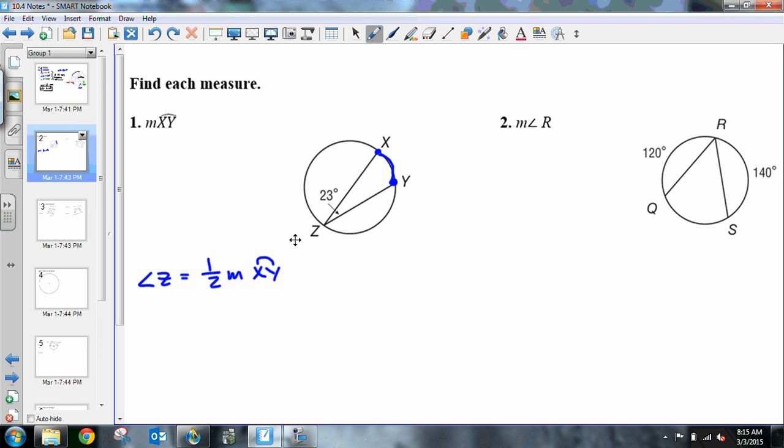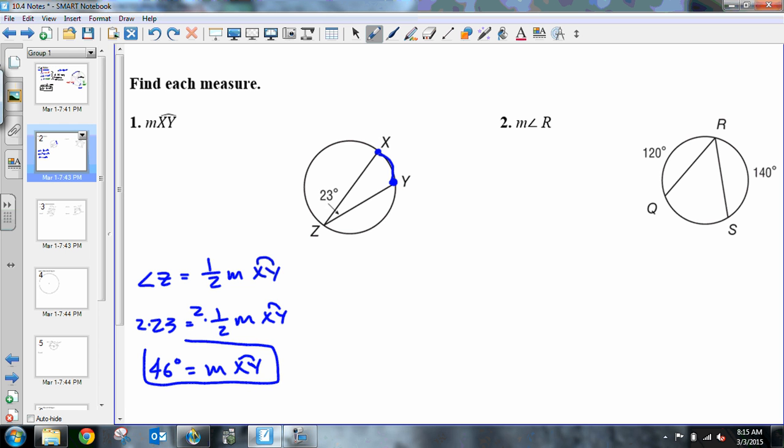So if I substitute in 23 for z, then I could easily solve for the measure of arc XY. Now, if I'm just dividing by 2 or multiplying by 1/2, I want to multiply by 2 on both sides. Okay, so I end up getting that 46 degrees is equal to the measure of arc XY. We want to use that formula we just had, but I'm just going to write over here that this is 46 degrees.